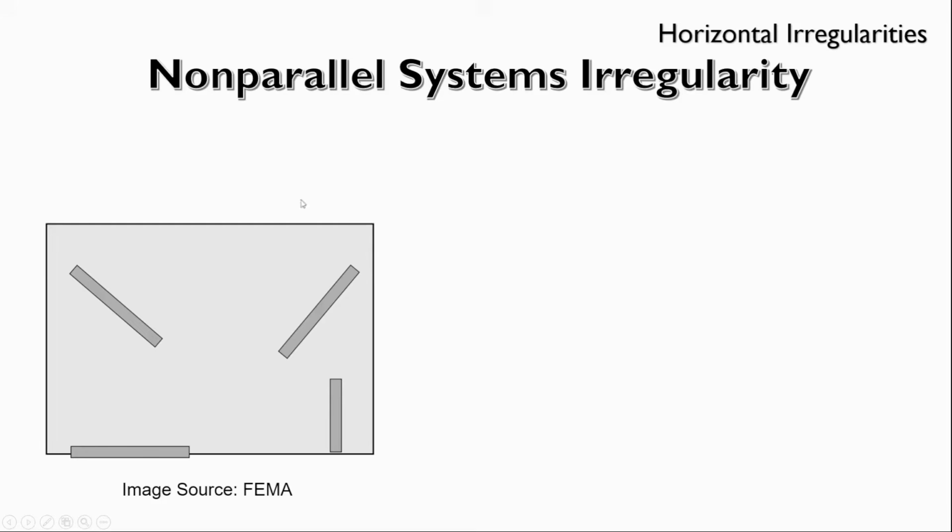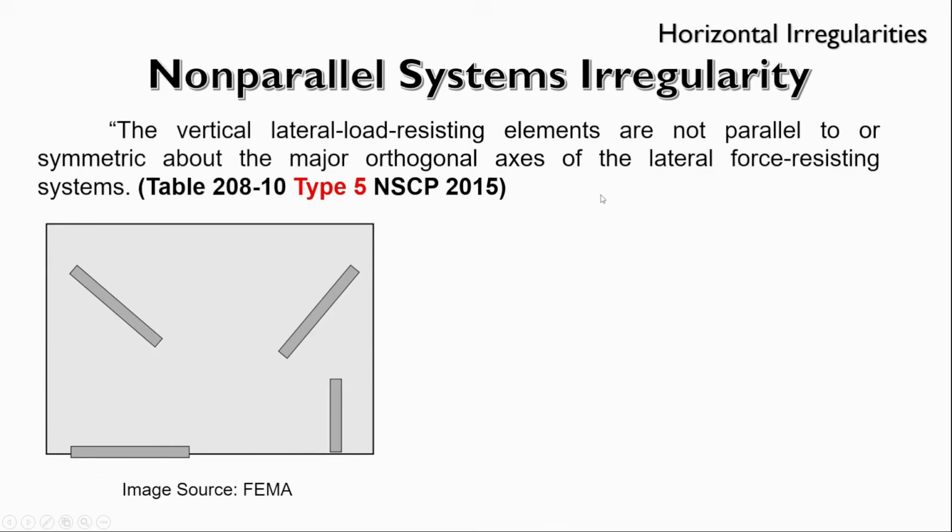What non-parallel means is that the shear walls or the columns are not parallel, but this is mostly seen in shear walls. So you can see we have a shear wall here and also a shear wall here, and they are not parallel, so we can call this a non-parallel systems irregularity. The vertical lateral load resisting systems are not parallel to or symmetric about the major orthogonal axes.